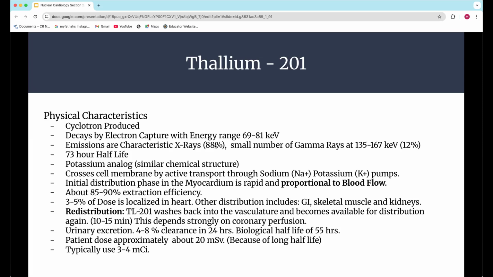So again, just remember with this, it's kind of that unique characteristic that we image, but not great images because we're using characteristic x-rays. And then remember that idea that it redistributes. That'll become important when we talk about how a thallium protocol works.